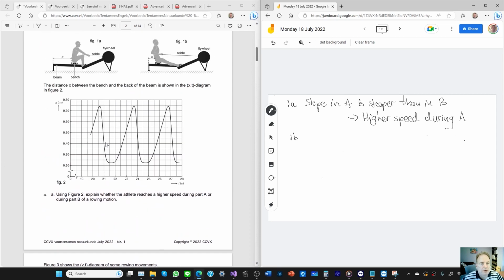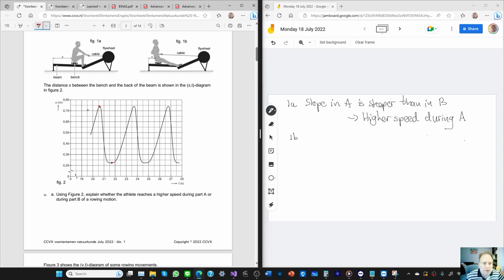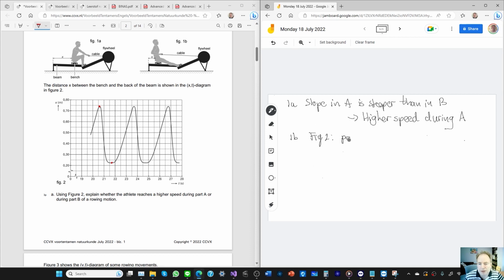Well, let's first look at the distance over time. Part A starts here, which is the part where the distance x decreases. And then the peak to peak will basically be the total distance traveled. So for figure 2, it's just the peak to peak during segment A.